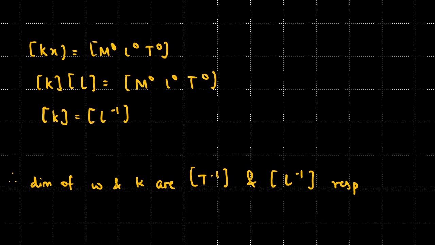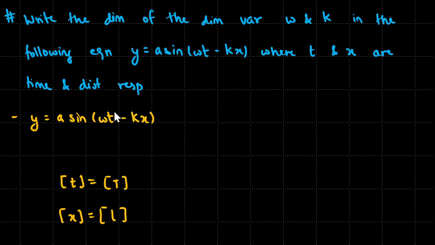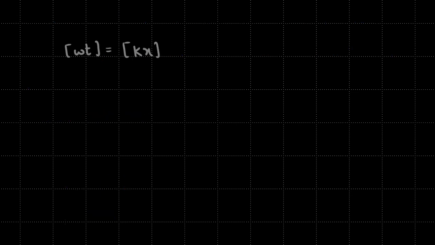So this was the question and we did it. But if the question asks the relation between omega and k, there are two ways to ask the question, which I'll show you. If they ask, you do it like this: by the principle of homogeneity, the dimension of omega t must be equal to the dimension of kx, since they are subtracted. They must have the same dimension in order to be subtracted.